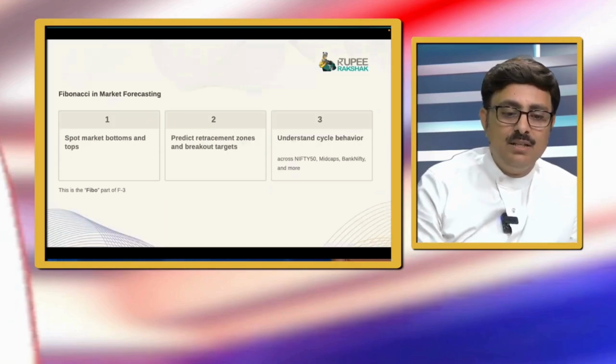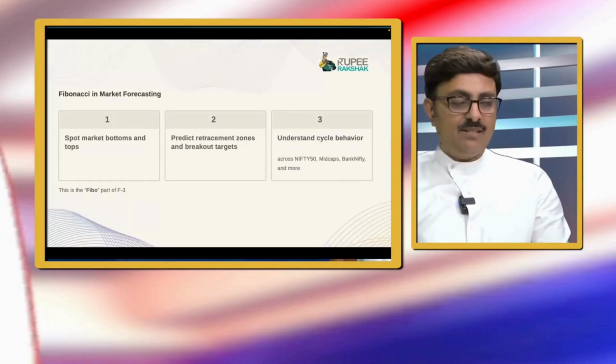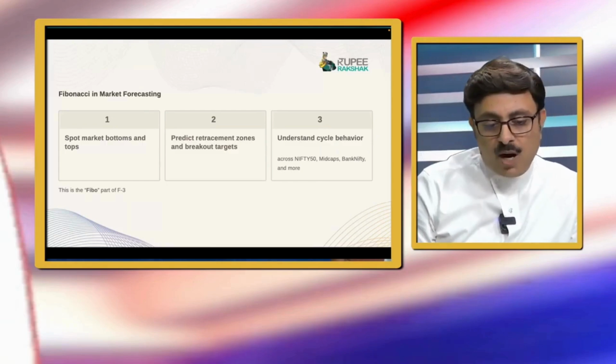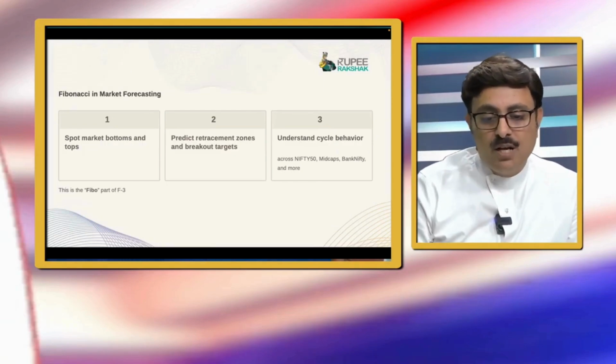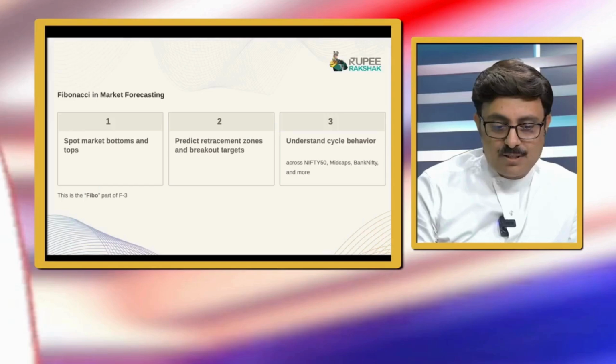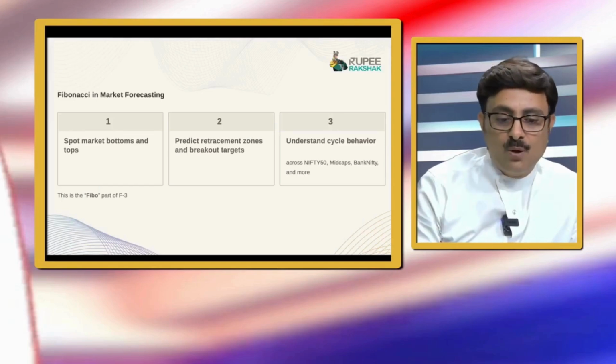Moving on further, Fibonacci in market forecasting. Where do people normally use these Fibonacci levels? To spot market bottoms and tops, to predict retracement zones and breakout targets, and to understand the cycle behavior across Nifty 50, mid caps, Bank Nifty and more. Generally it is used by most analysts and research houses, but we are making this a standard parameter for us. So this is the Fibo part of the F3.